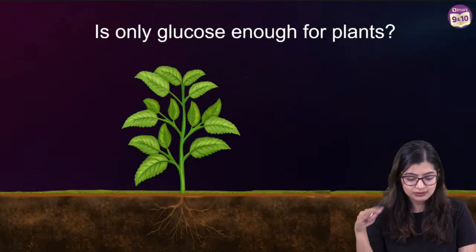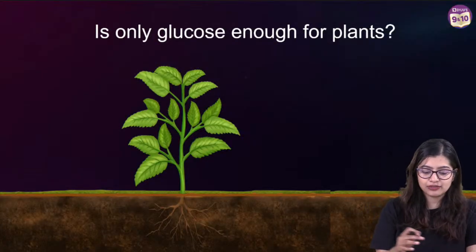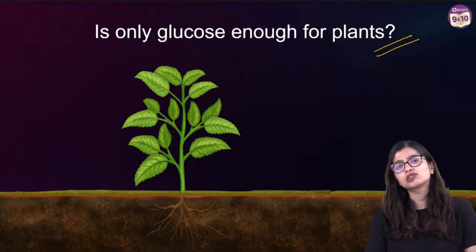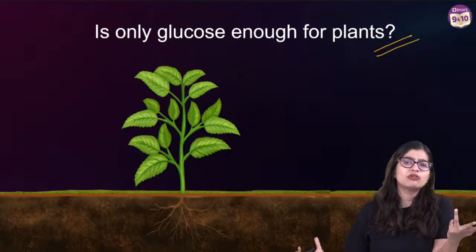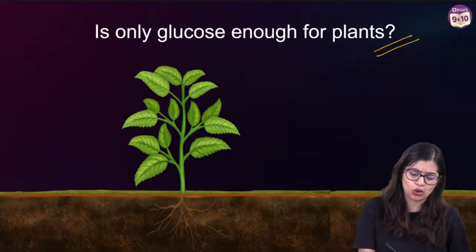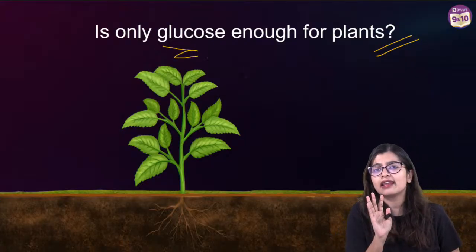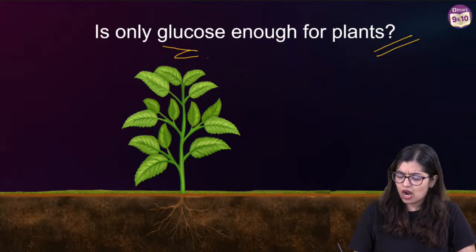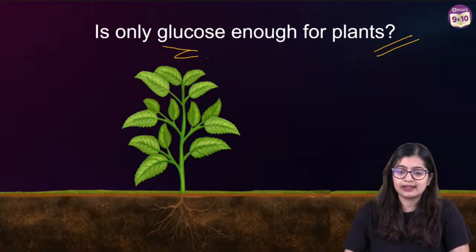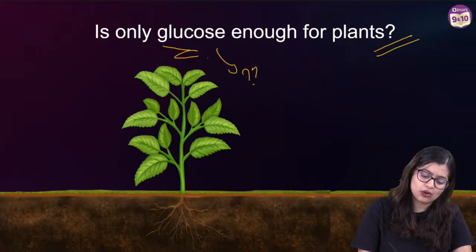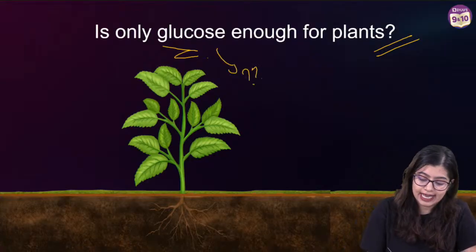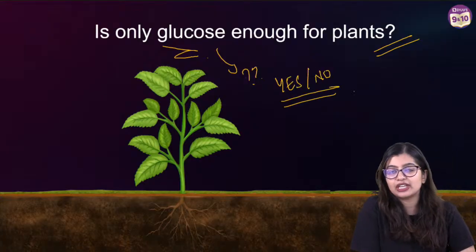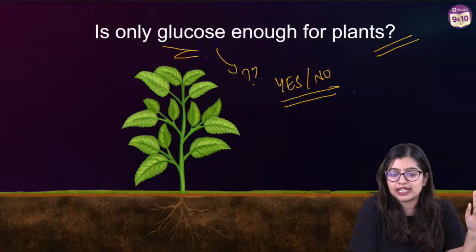Yes? Okay. Now the last bit of the chapter which I'm going to quickly take is: is only glucose needed? The plant is making its own food, but the plant is making it in the form of glucose. Is only glucose necessary? Nothing else is needed by the plant, right? The plant does not require anything else. Is that the case? Glucose is going to do everything for the plant? Yes or no? What do you think? Glucose is sufficient, nothing else is needed after this.